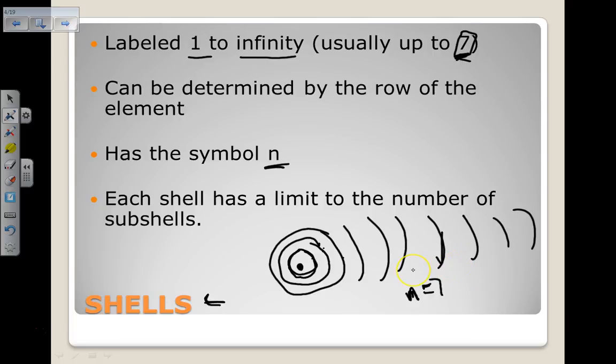Okay. And so using the periodic table, you can determine what energy level the electrons are in, by looking at the row of the periodic table. Now, there's going to be more on this later because all of this is building into the really neat thing about electron configuration. Okay, and each shell has a limit to how many subshells it can have.